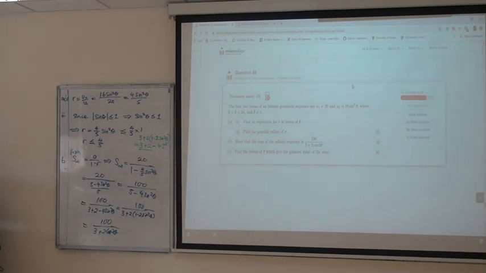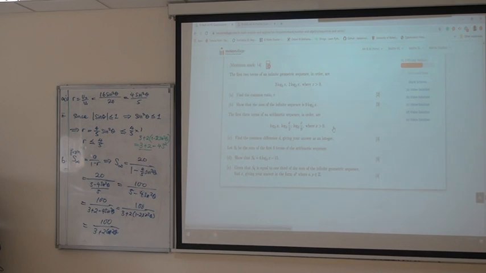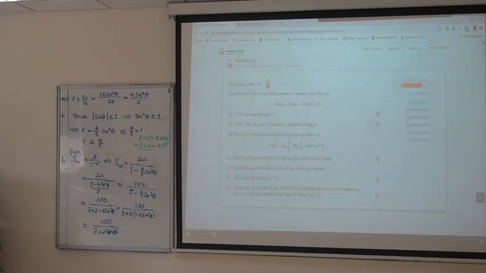Alright, let's see another interesting one. This one has to do with log, so let's see this one. Can you try this? It's a medium level question.